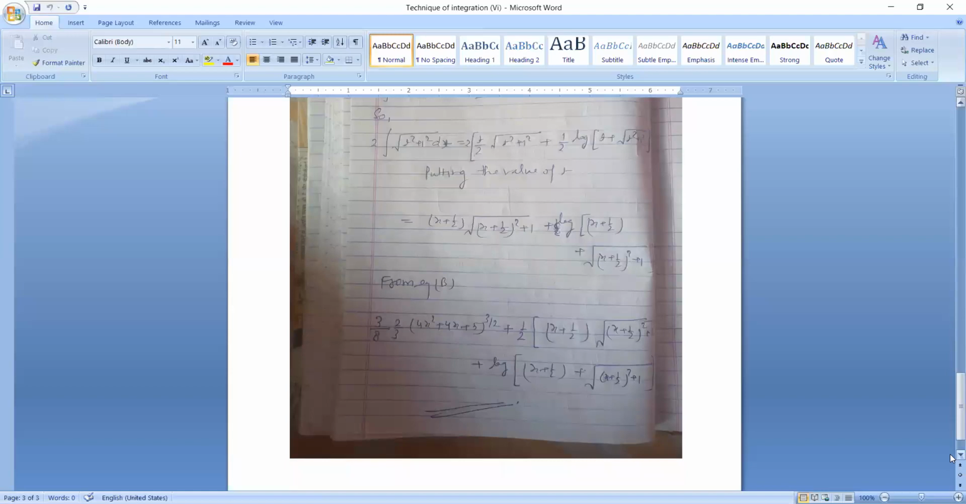Now from equation b, this is 3/8 × 2/3 × (4x² + 4x + 5)^(3/2) + 1/2 [(x + 1/2)√((x + 1/2)² + 1) + log((x + 1/2) + √((x + 1/2)² + 1))]. Thank you.